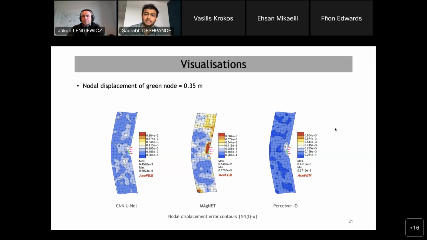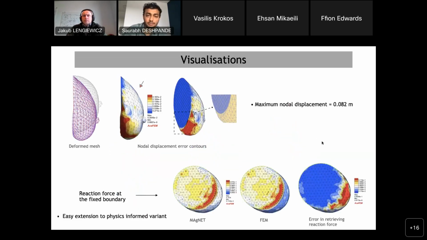So, just simple visualizations. You have the 2D problem, you are applying some traction forces on that region, and the green node has the maximum nodal displacement of 0.35 meter. You can see that the prediction errors are quite low compared to this maximum value. These are the error contours, which show the absolute error between the neural network and the FEM solution, as we described in the equation earlier.